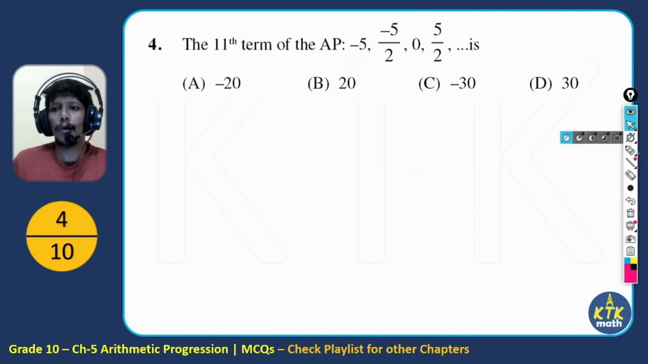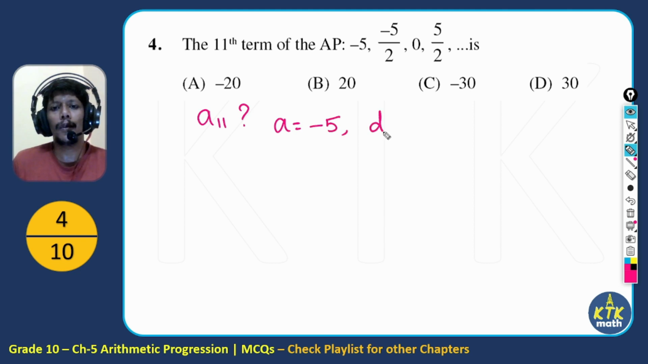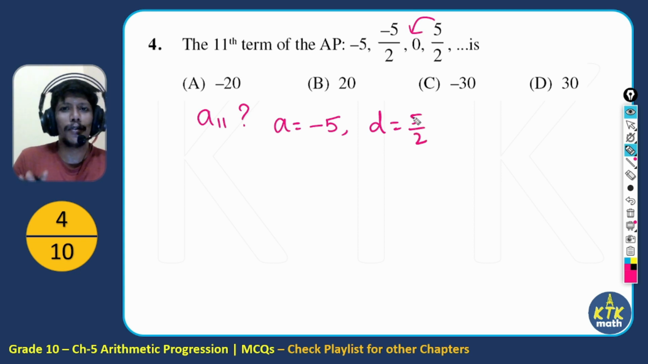The 11th term of an AP they are asking. So they are asking us to identify the 11th term. What is the a value here? Observe the sequence. Your first term is the a value, which is -5, and the d value, as I told you, you can find by subtracting between any pair. I can subtract from here to here. This seems very easy, right? So 5 over 2 minus 0 will give you only 5 over 2.